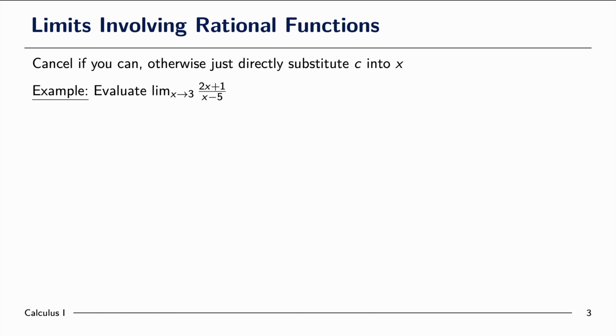For example, let's evaluate the limit of 2x plus 1 divided by x minus 5 as x approaches 3. You can't cancel anything, so what we'll do is just directly substitute c into x. So the limit of 2x plus 1 divided by x minus 5 is equal to 2 times 3 plus 1 divided by 3 minus 5. So that of course simplifies to negative 7 over 2.